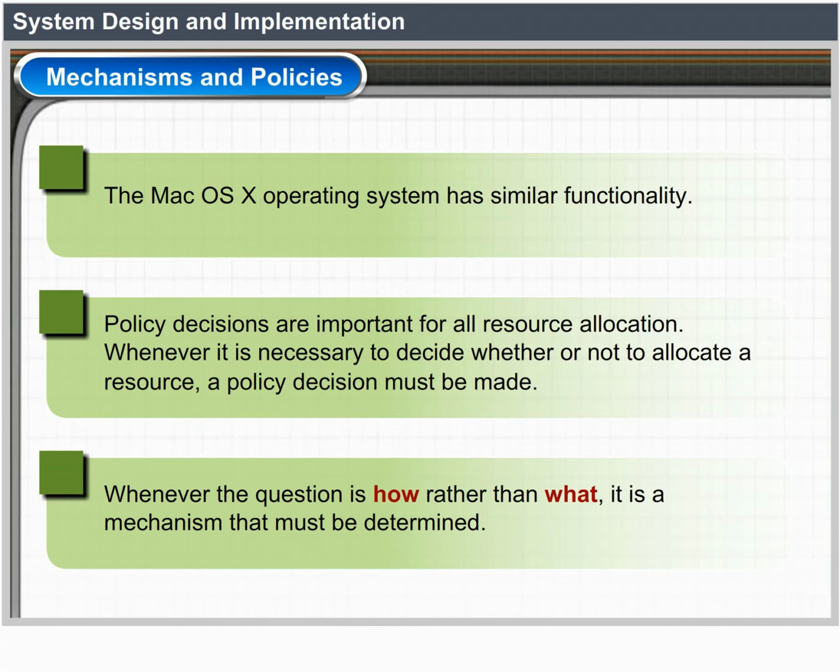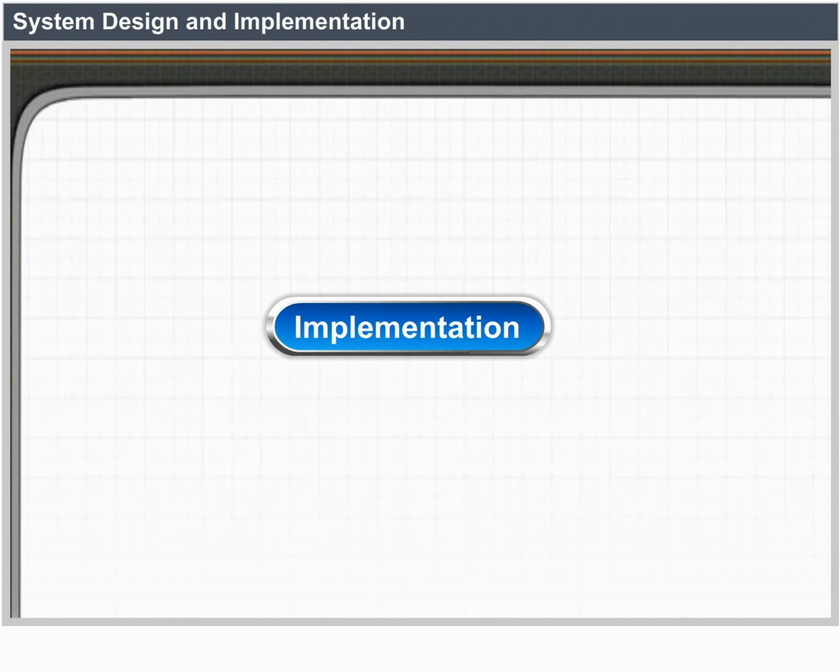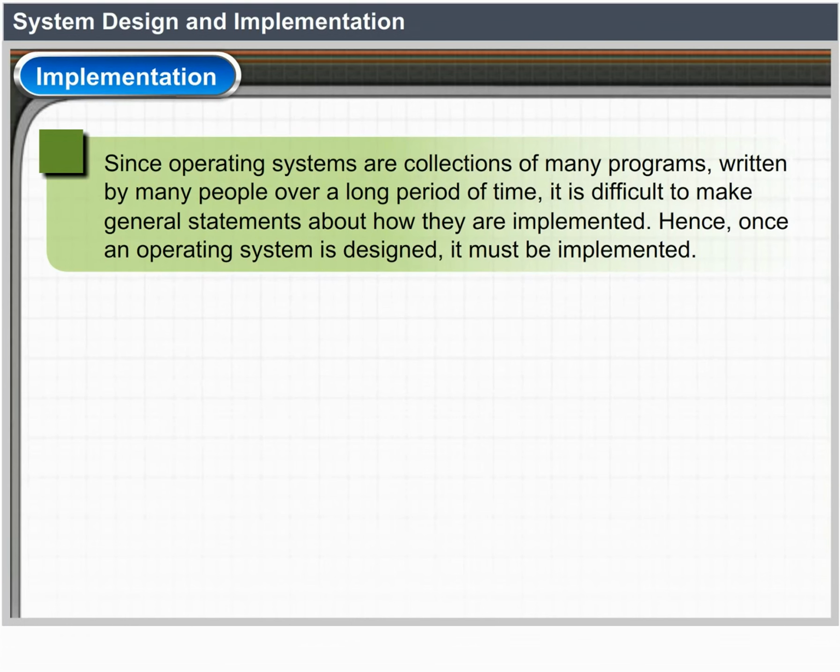Implementation. Once an operating system is designed, it must be implemented because operating systems are collections of many programs written by many people over a long period of time. It is difficult to make general statements about how they are implemented.